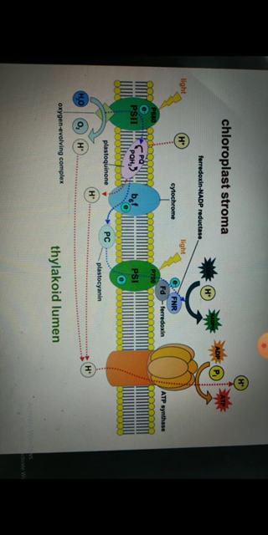This NADPH is also known as reducing power, because it is used later in the dark reaction to reduce carbon dioxide into glucose. Another important product, ATP, is obtained in this non-cyclic photophosphorylation. It is used in the dark reaction as an energy source. In this way, non-cyclic photophosphorylation gets complete.